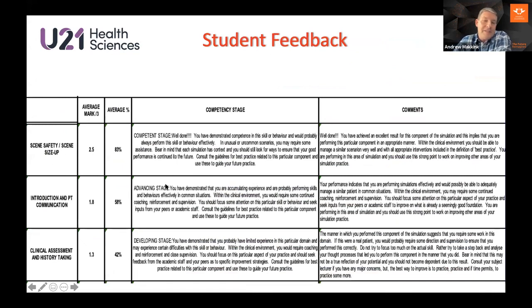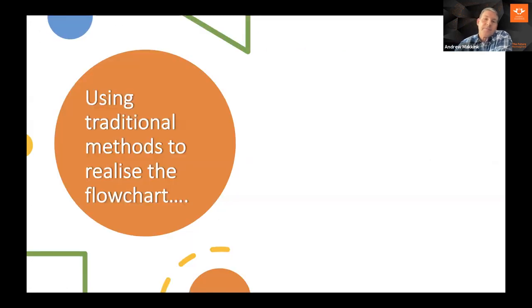We have 4 competency stages. You'll notice in introduction and patient communication, the student got a 58. That is the advancing stage. And then a 42 is the developing stage. And the feedback, again based in Excel on formulas, is then provided to the student.